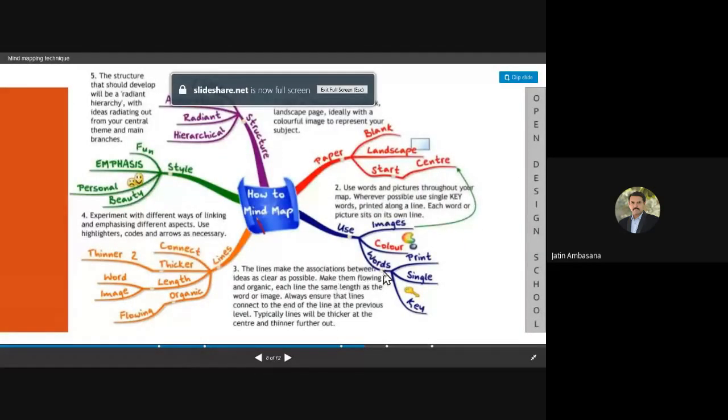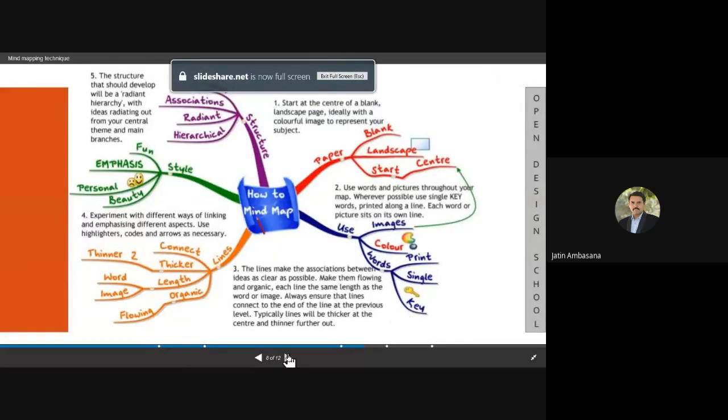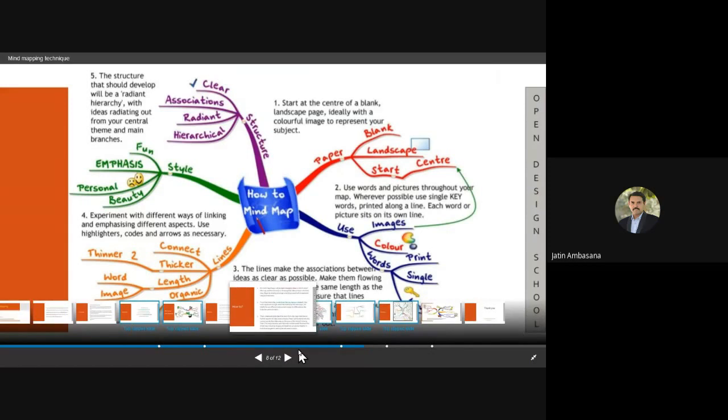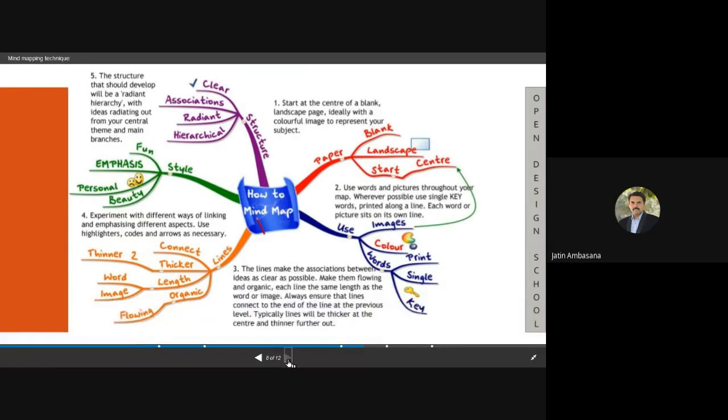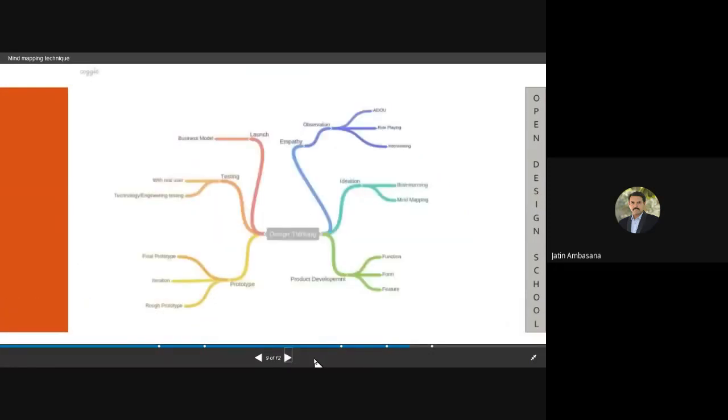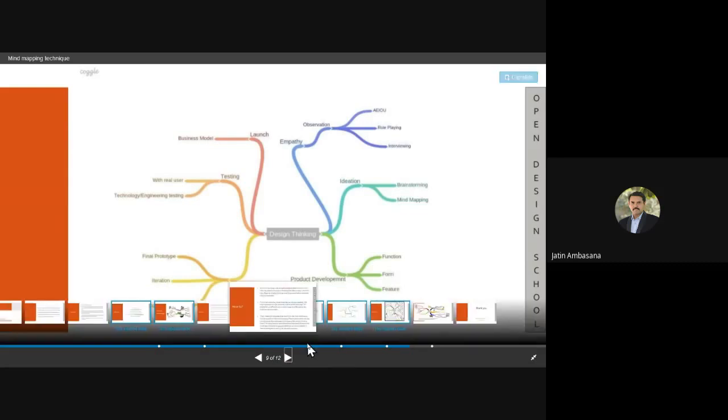So you make sure that you use a mind map properly. And now we should have got an idea how to do a mind map and why to do a mind map. Okay. So see, this is one mind map made by the people. Just a minute.